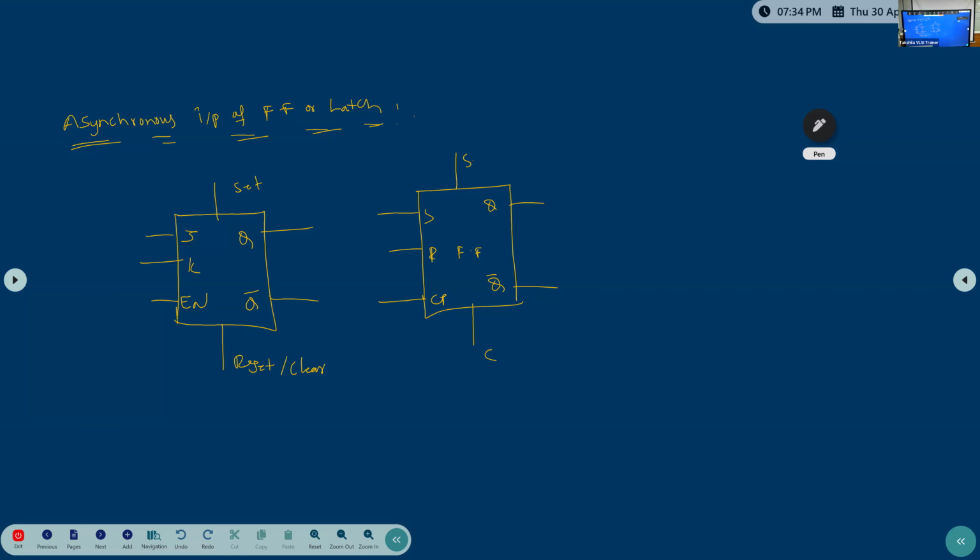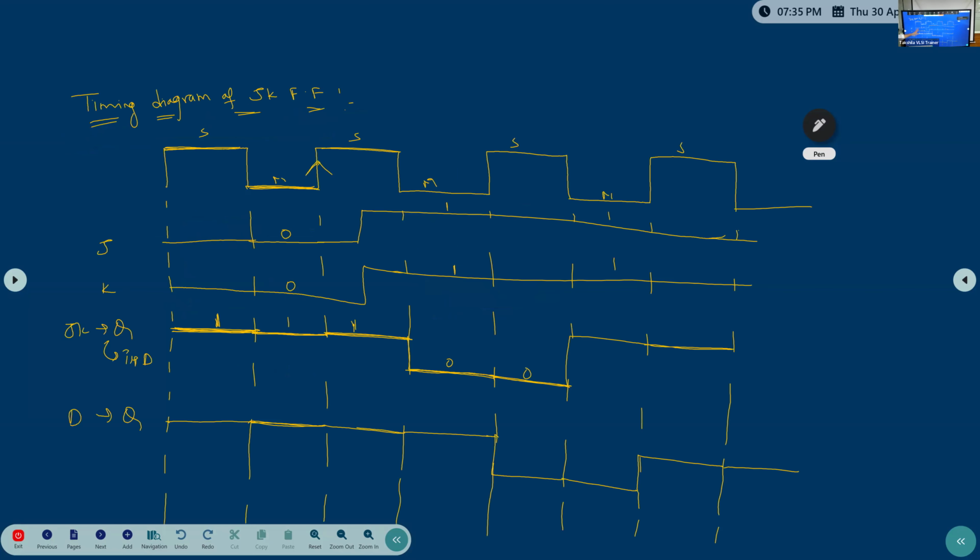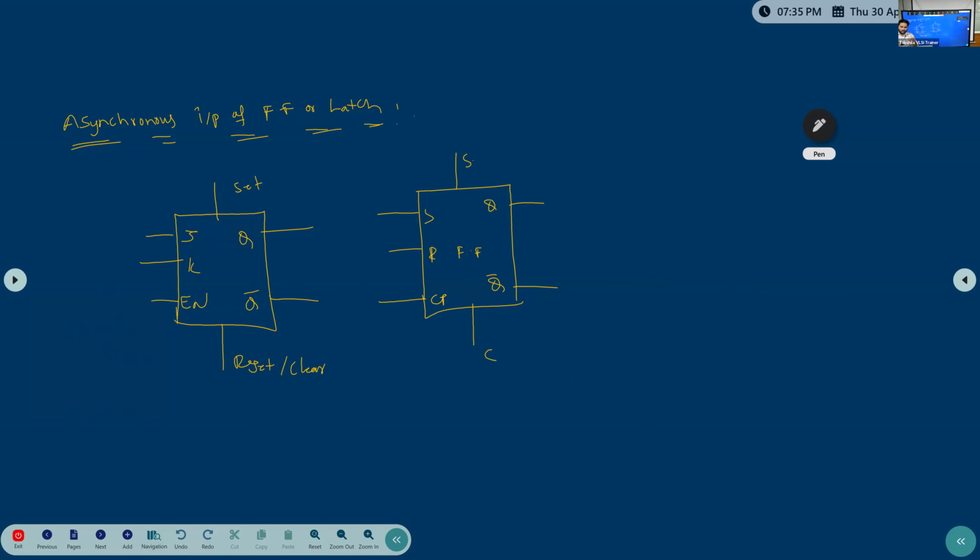Why are they called asynchronous inputs? Because this set or reset does not depend on the clock. Generally, whatever we explained here, the output changes based on the clock. But when the reset comes, whatever the clock, it will not check; it will apply the reset directly. A synchronous reset means when you apply the reset, it checks the clock, and according to the clock it will reset or take time to reset. That is synchronous. This is asynchronous.